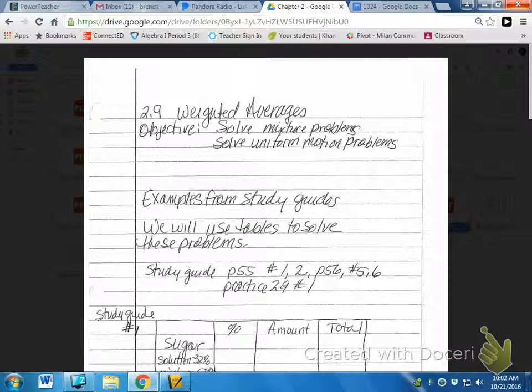Lesson 2.9, weighted averages. In this lesson, we will solve mixture problems and uniform motion problems, maybe otherwise called travel problems. You might be able to think of it a little bit better that way. I really do want to focus on mixture problems, though, because I think you might face those a little bit more than the others. So you need to have your study guide 2.9 pulled up on your screen, and that would be the first page, page 55, and we will do problems from that study guide to show you how to do it.